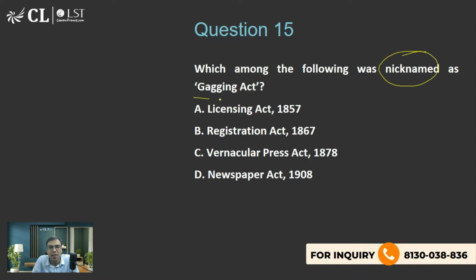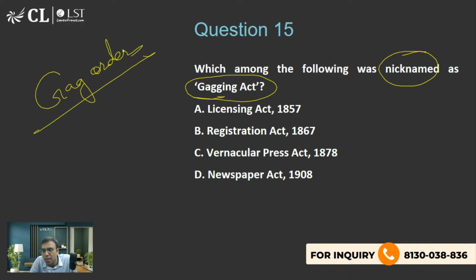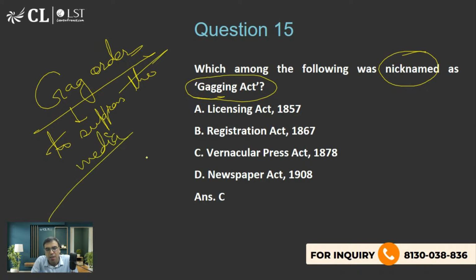Nicknamed as Gagging Act. Gagging का मतलब क्या होता है? What is the meaning of gagging? Gag order. आपने सुना होगा ये term, gag order. If you read newspaper, I'm sure you must have come across this term, gag order. Gag मतलब होता है मीडिया को मसल करना, मतलब मीडिया में नहीं छपना, या to suppress the media, है ना? To suppress the media. That's the idea. Okay. So the right answer is C, Vernacular Press Act 1878.